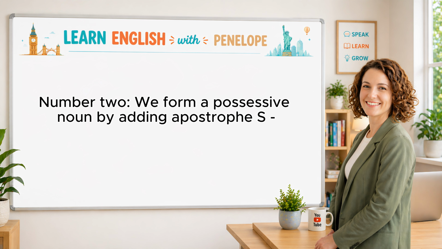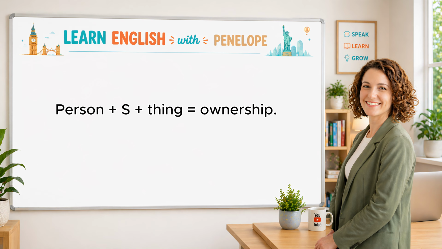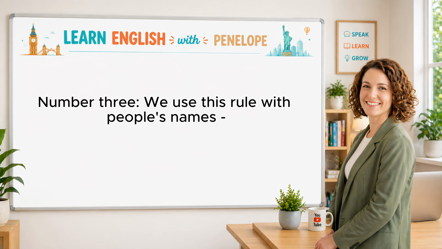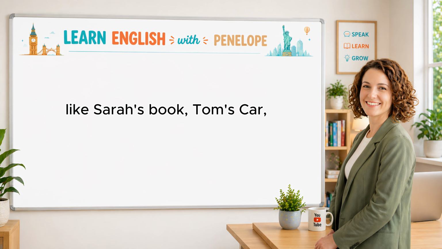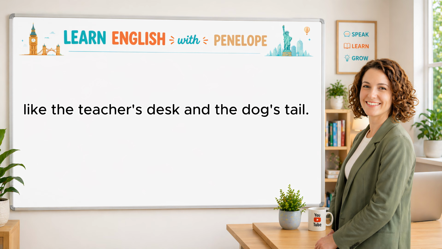Number 2, we form a possessive noun by adding apostrophe S to the end of the noun. Person plus apostrophe S plus thing equals ownership. Number 3, we use this rule with people's names, like Sarah's book, Tom's car, Anna's bag, and also with common nouns like the teacher's desk and the dog's tail.